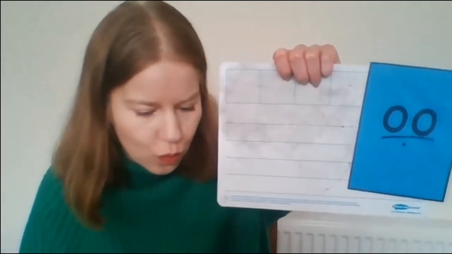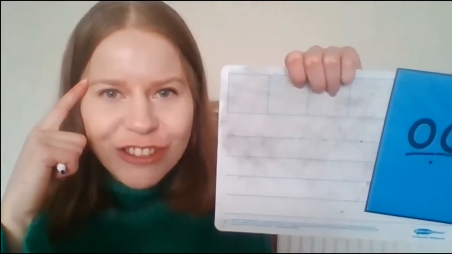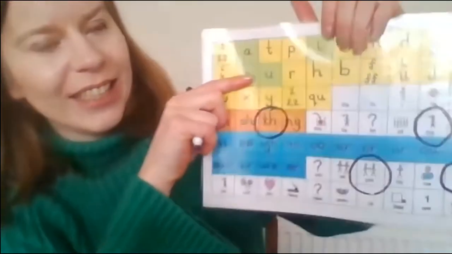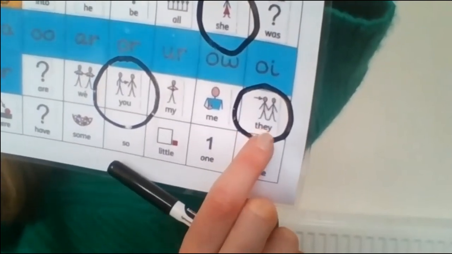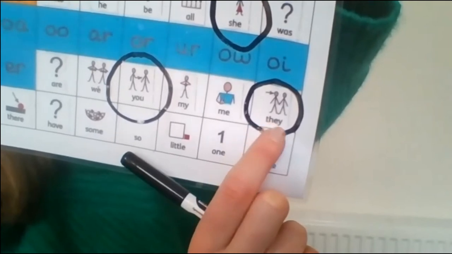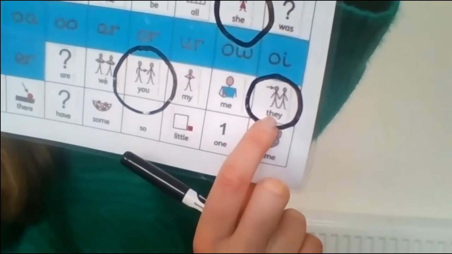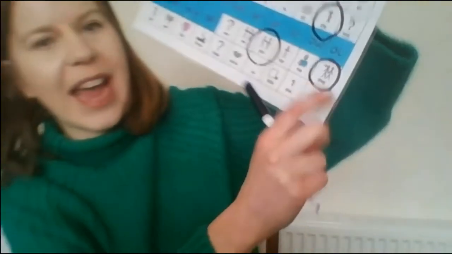Now, what's the first word in our sentence? Let's get our papers and pens ready. They. Oh, they is that tricky word that we've just been learning. So I can see the word they on my sound mat here. So a T, H, E and a Y make the word they. Remember, this is a word we can't use our phonics for. They.